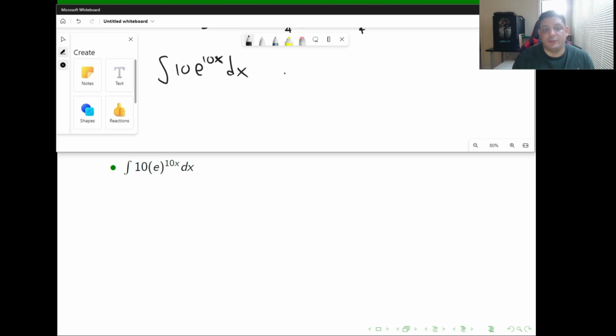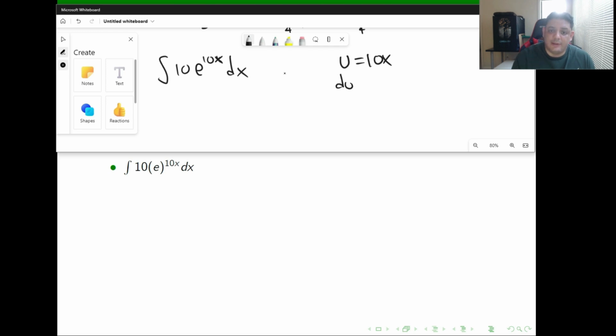And we know that the derivative of e to the x is e to the x, and that the antiderivative of e to the x is e to the x. But if we have a composition with something else, then it becomes somewhat different. So if we do u equals 10x, then maybe we can get rid of this and just have e to the u. That will be the goal.